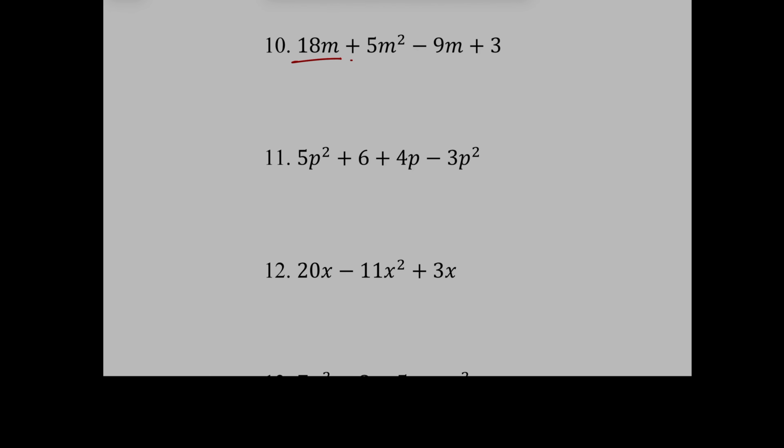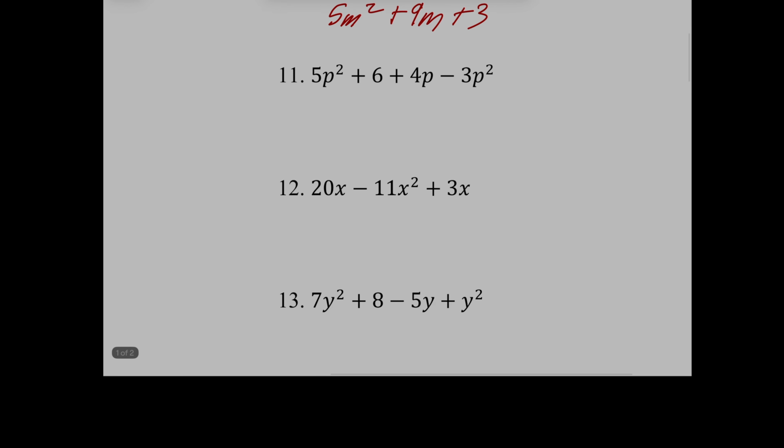Here we go. We have an m, we have an m squared. I have another m, and I have a number, and that's how I find my like terms. Now, let's start with our squareds. So I'm going to write 5m squared. Now I'm going to do my m's. 18 minus 9, that's a positive 9m. And then I just have a plus 3 floating out. Boom.